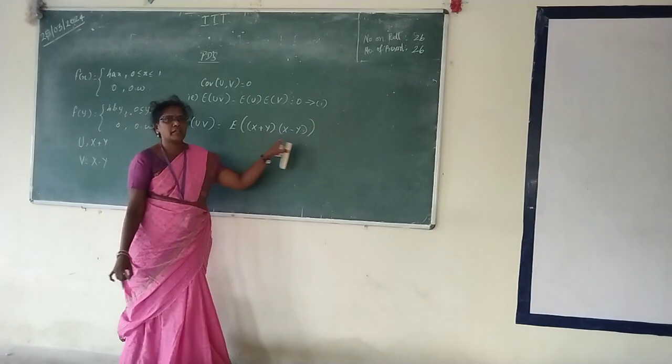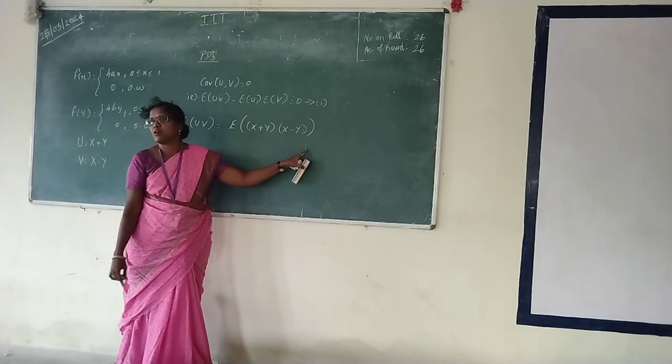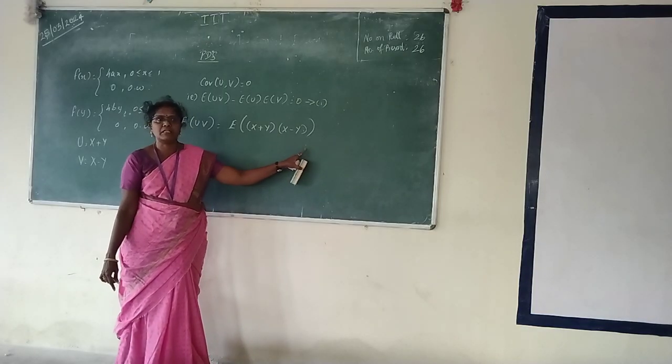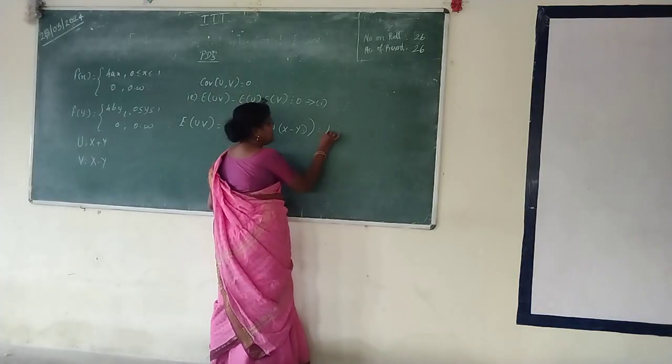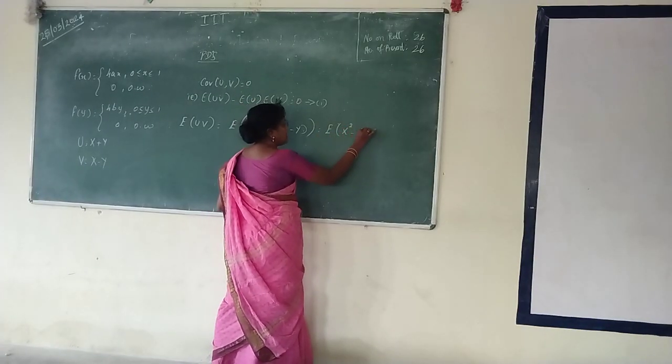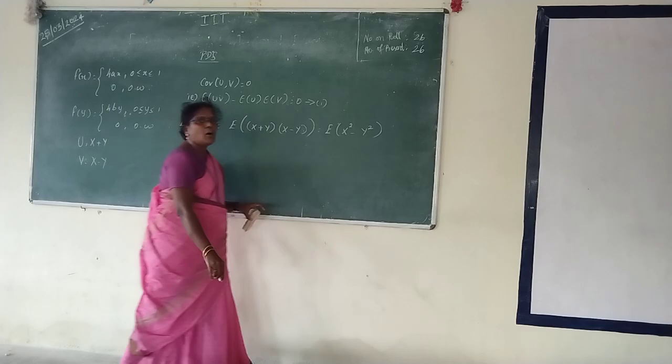So how will you simplify this? x square minus y square. a square minus b square formula. So that is nothing but expectation of x square minus y square. How will you derive this?